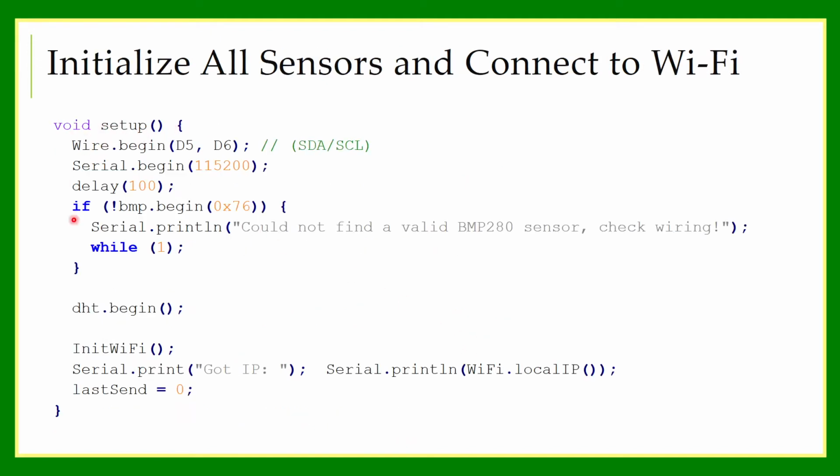Now here is the setup part. This bunch of lines of code will run when the microcontroller resets or starts up. So we initialize the Wire. This is the SDA SCL I2C bus. Then Serial.begin. This is the baud rate, the speed at which we will be communicating with our computer for debugging purposes only. Once you see that your program is working, we can remove all Serial.begin or Serial.print statements from it to save some memory.